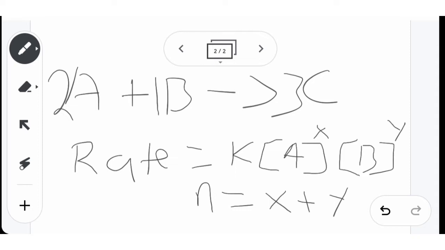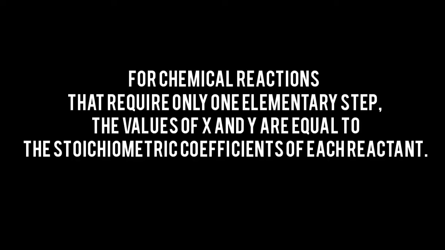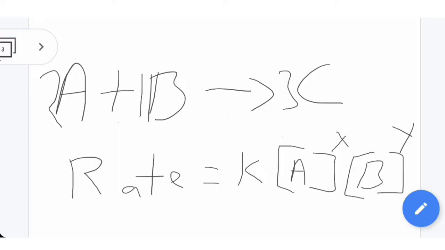Another important thing that you also need to consider is that the reaction orders x and y are not equal to the stoichiometric coefficients in the balanced equation. You can see in the equation we have 2 and 1 as coefficients for the two reactants. Then for the rate expression we have x and y. So x and y are not equal to the coefficients. Now, if x and y are not equal to the stoichiometric coefficients, where can you get them? The reaction orders are determined from the experimental data.